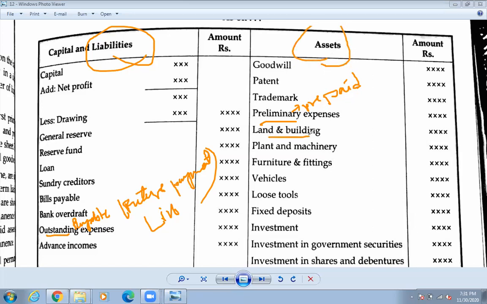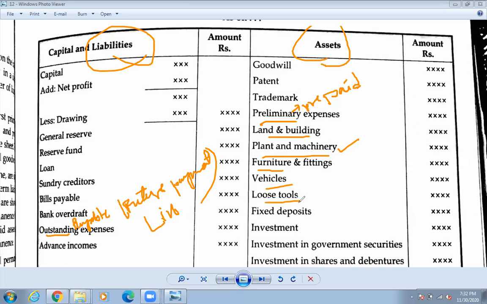So land and building, that is our property. Land and building, plant and machinery, these are also kinds of assets for us. That's why we have not recorded these in the profit and loss. Do you remember or not? In question number 6 or 7, we have not recorded this plant and machinery. In question number 8 or so, we have not recorded this furniture. So these are all assets for us. Vehicles are also assets.